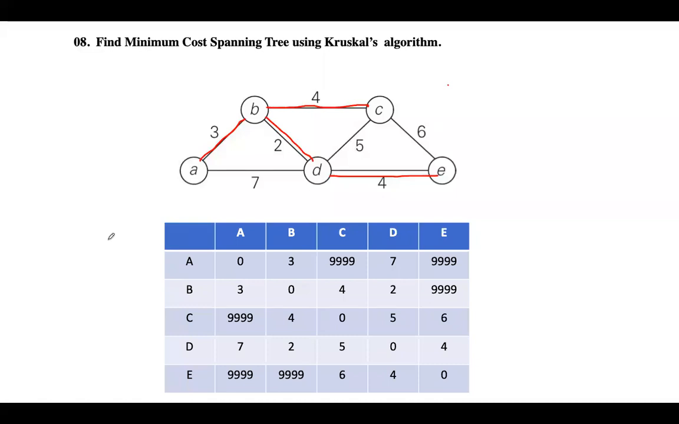So this is the matrix for this graph. By this time, you should know how to write the adjacency matrix for any given graph. Okay, 0, 0 means there is no edge from A to A. All those rows, diagonally it will be 0. 999 means there is no connectivity between A and C and A and E.